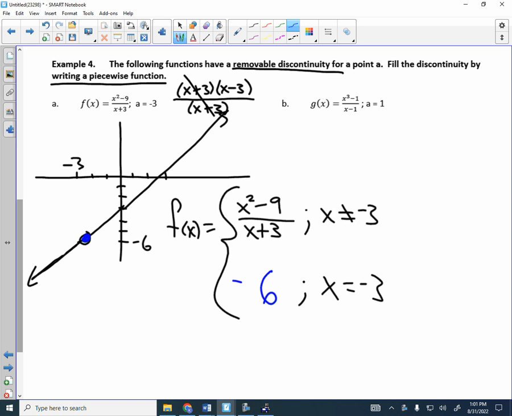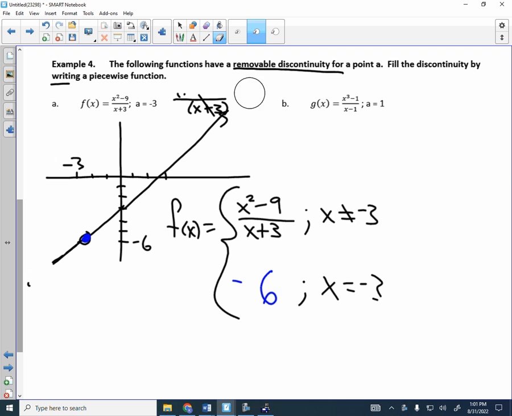So like if we wanted to fill that discontinuity, what would the value have to be? Yeah. So we'll do the second one without a graph, and this is the last one, and hopefully this will kind of come together for you, okay?